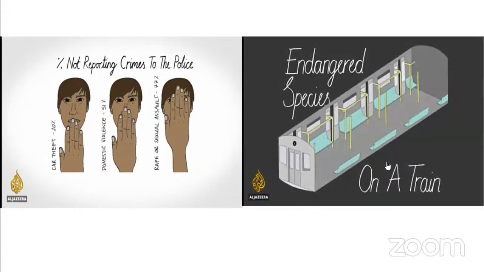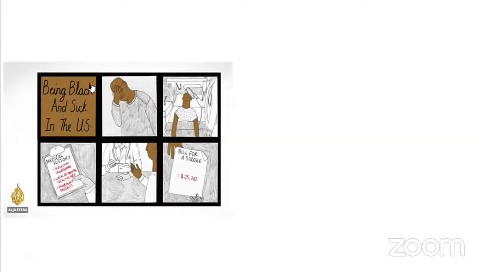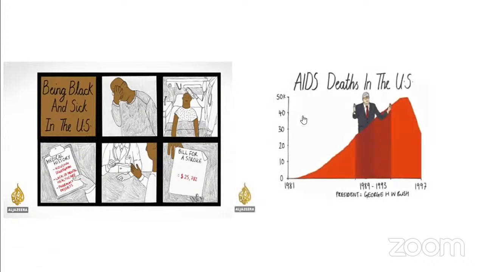Then endangered species, this was not a bit clear, but she was using it to represent how the endangered species can fit into a tray. So this one was done by Al Jazeera, also another one done by Al Jazeera. And then being Black and sick in the US. So in terms of cost, then medical history, and then how much you expected to spend. Then 8 days in the US. And then they use president George H.W. Bush to fully explain the spike in the number of deaths which occurred because of AIDS for that particular time period.